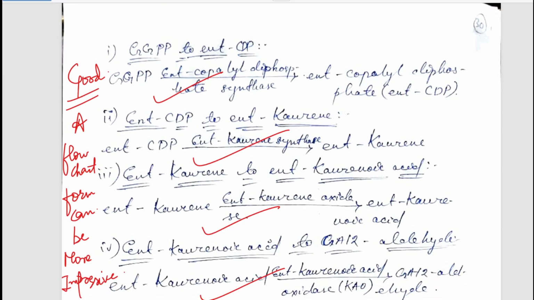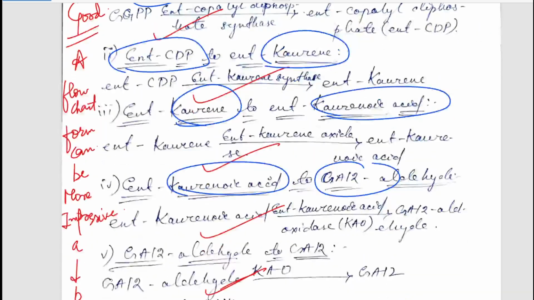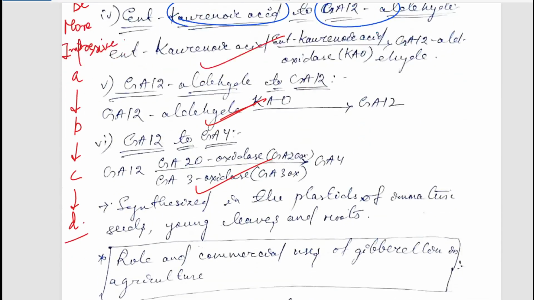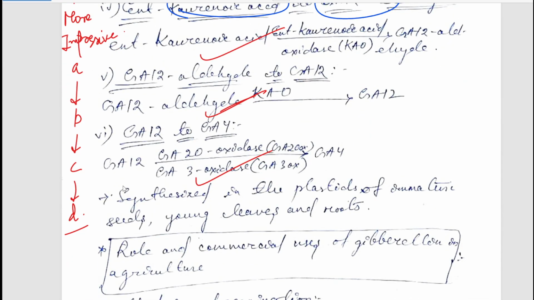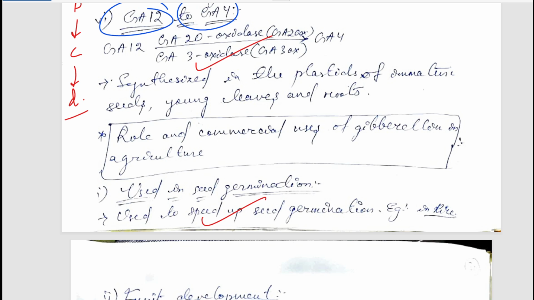How it is biosynthesized from GGPP to CDP, then from ent-CDP to ent-kaurene, then kaurene to kaurenoic acid, then from kaurenoic acid we get GA12. So I think biosynthesis has been well mentioned. You can simply pause and read it, and from GA12 we can get GA4 also, and other kinds of GA can be produced. Its role has been mentioned.